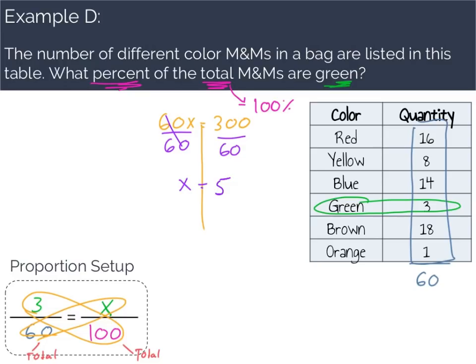So that's our final answer, but it's not 5 M&Ms. We were talking about finding the percent. So this answer is 5%. Remember to label your word problems with word answers, and this is 5%. Now let's take a look at the next one.